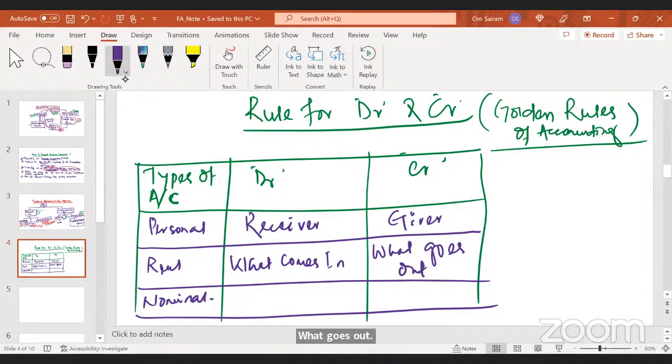Okay. In a particular transaction, if the person is receiving, then it is debit. If the person is giving, then it is credit. That is according to personal account. According to real account, it is saying debit what comes in and credit what goes out. जो बिजनेस को आ रहा है उसको हम डेबिट करेंगे, जो बिजनेस जा रहा है उसको हम क्रेडिट करेंगे. ठीक है.